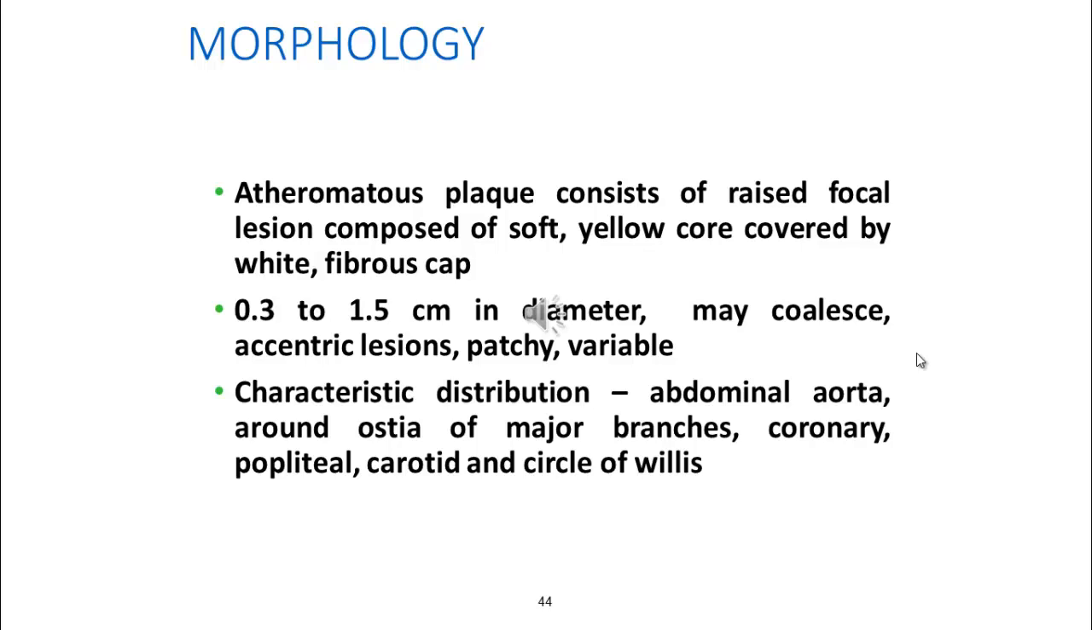Now, what is the morphology of an atherosclerotic plaque? An atherosclerotic plaque consists of a raised focal lesion in the intima of a blood vessel. It is composed of a soft yellow core, which is covered by a white fibrous cap. It is usually 0.3 to 1.5 centimeters in diameter, and plaques may coalesce to form a larger lesion. They are usually patchy. Characteristically, they are distributed in the abdominal aorta, around the ostia of the major branches, in the coronary arteries, in the popliteal and carotid arteries, and in the arteries of the circle of Willis.